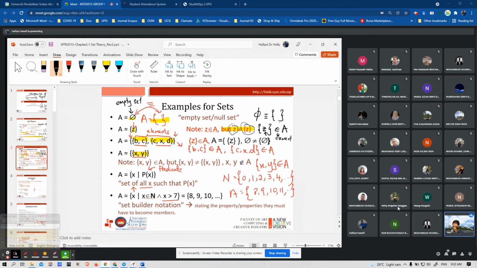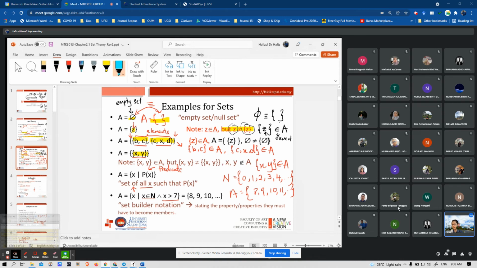Then we have A containing the set {x, y}. Note that {x, y} is a member or element of A, but {x, y} is not the same as x, y without the brackets. As you can see, x, y is not a member of A, because {x, y} is the object.